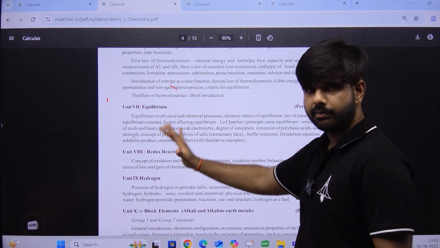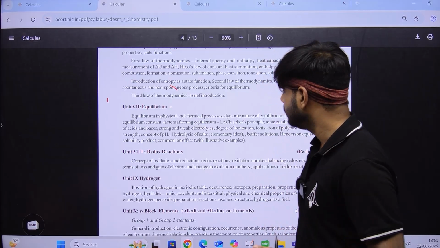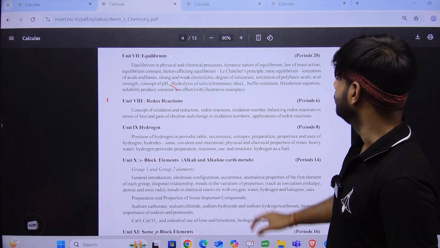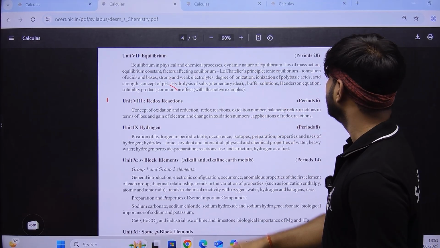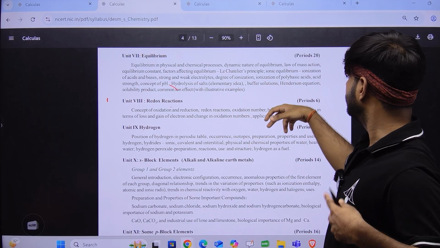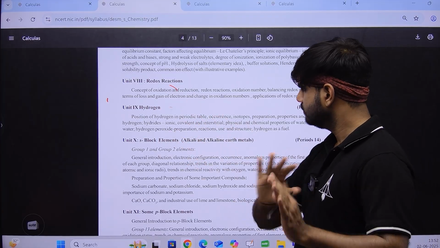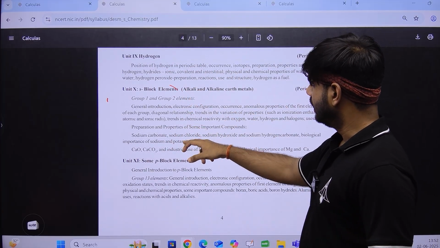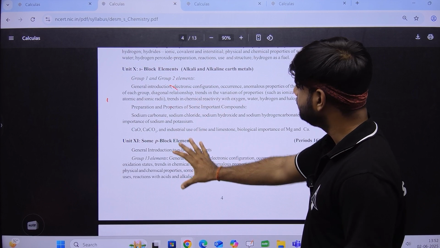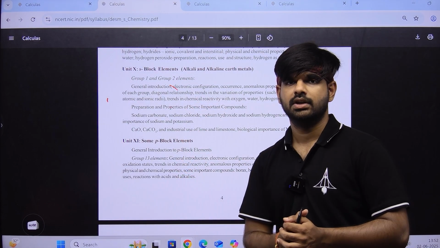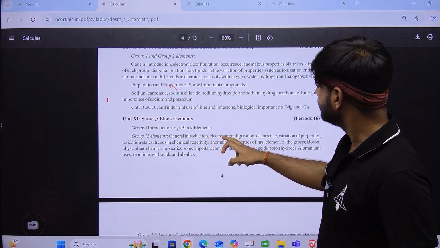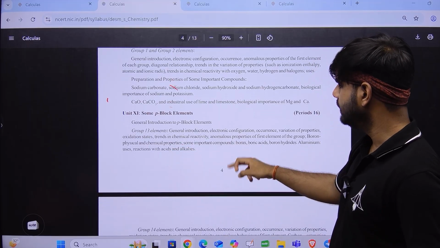Equilibrium again is very important. Ionic and chemical equilibrium both are very important. Le-Chatelier's principle, ionization of different kinds of acids and bases, these are important. Redox, hydrogen, moderate. S block, some P block elements as per the rationalized syllabus, this is also moderately important.